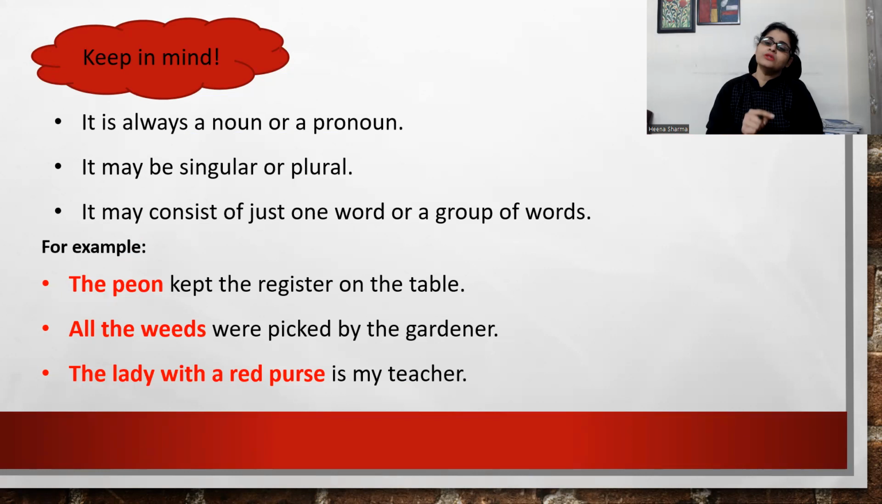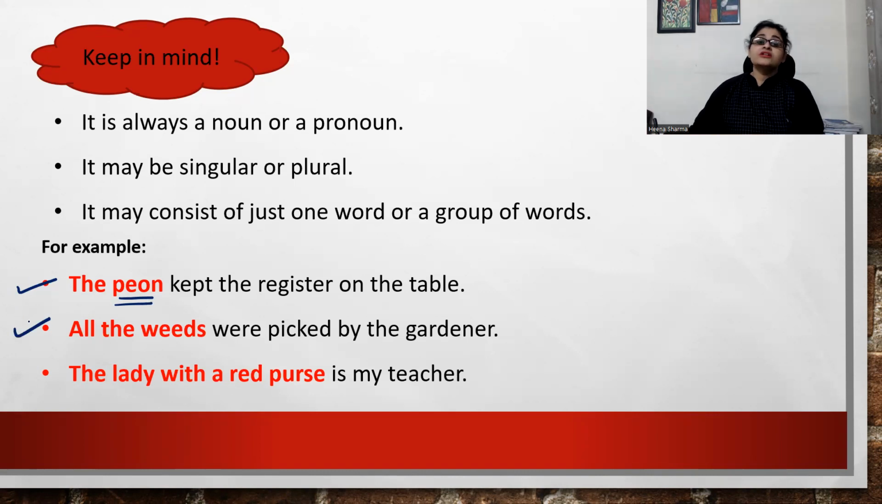Now, let me justify all these pointers with the help of an example. Look at the first sentence. The peon kept the register on the table. Whom are we talking about? Ask yourselves a question. The peon. Therefore, the peon is the subject in this sentence. And the peon is the noun. The word peon is the noun. We could have even stated it this way. He kept the register on the table. So in this case, what would be the subject? You need to tell me in the comment section.